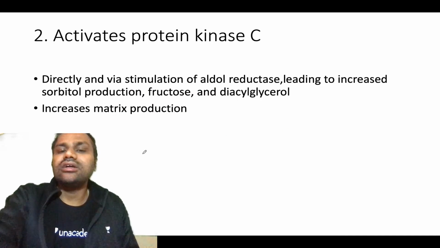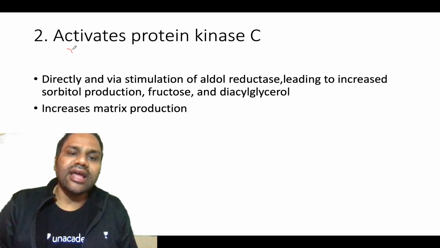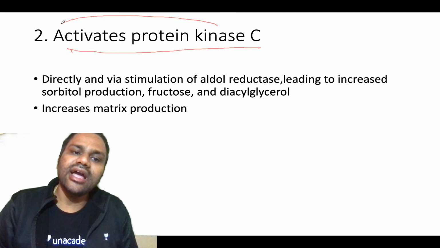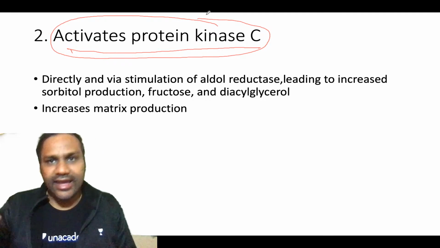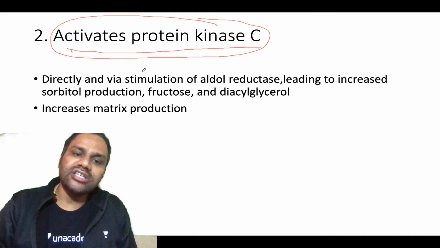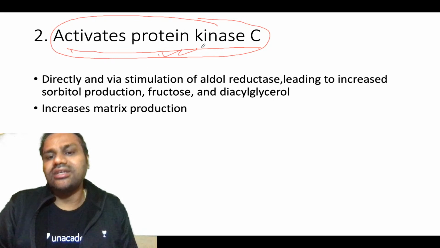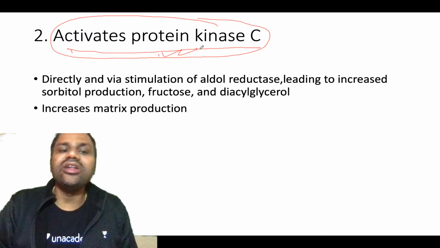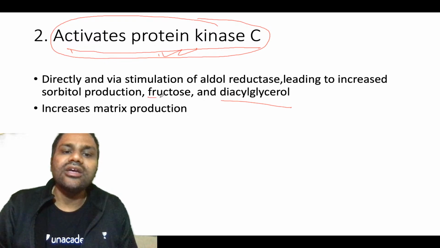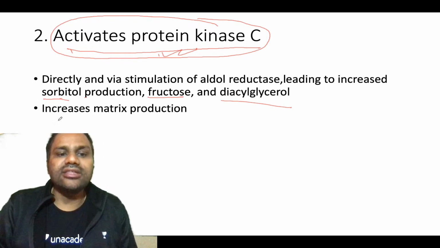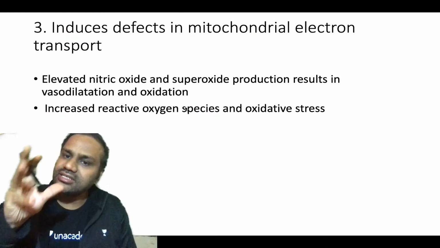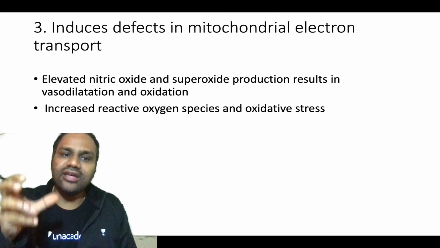The second thing which happens is that hyperglycemia will also activate protein kinase C. One, they make AGEs, advanced glycosylated products. Then hyperglycemia is also responsible for protein kinase C activation, and this will lead to an increase of diacylglycerol, DAG, fructose, and production of sorbitol. This will again increase matrix production, and that is why sclerosis keeps increasing.